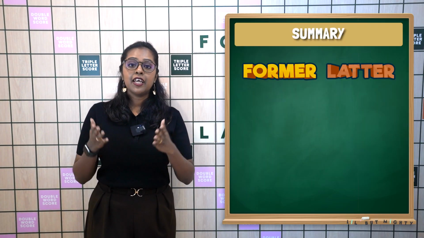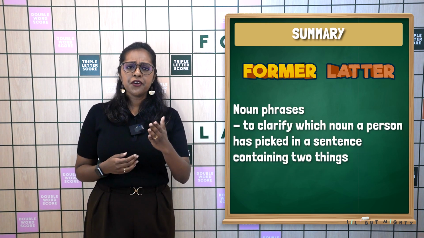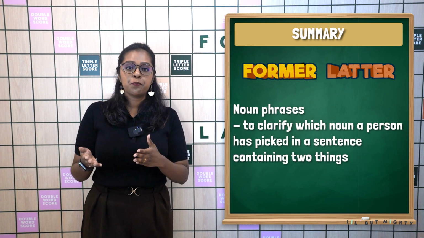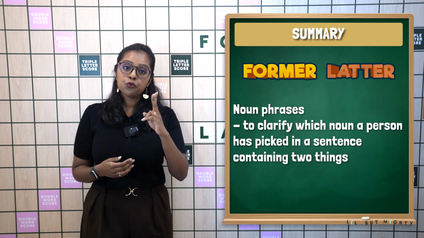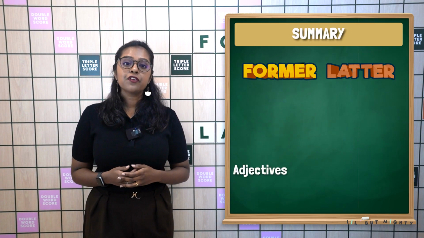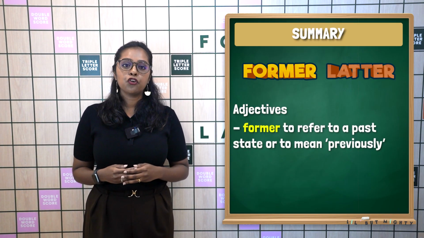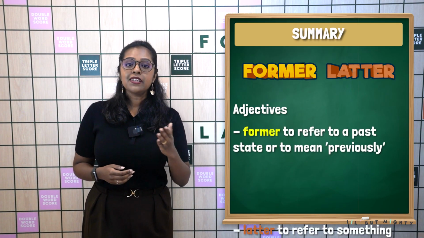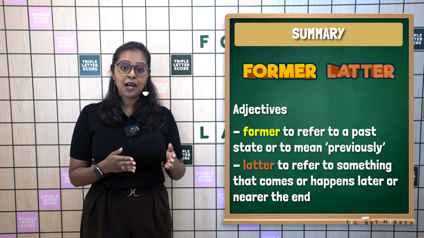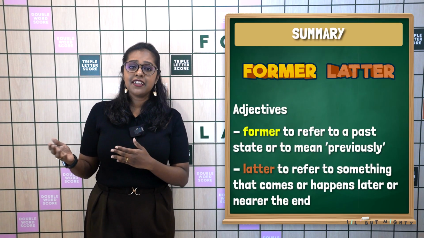Former and latter can be used as noun phrases to clarify which noun a person has picked in a sentence containing two things. They can also be used as adjectives. Use former to refer to a past state or to mean previously. Use latter to refer to something that comes or happens later or nearer the end.